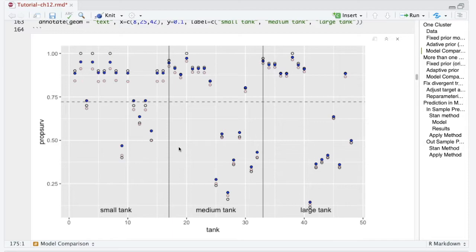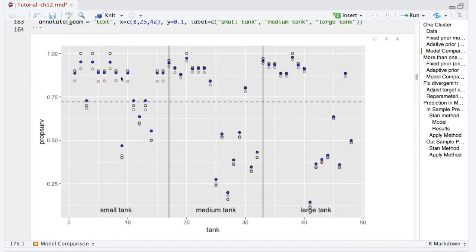And the third observation is that the shrinkage effect is stronger when a tank's observed proportion is farther from the dashed line. So the shrinkage effect is stronger in these points, or these points, or these points. As you can see, the distance between the blue points and the white points is larger than for these points, which are closer to the dashed line.